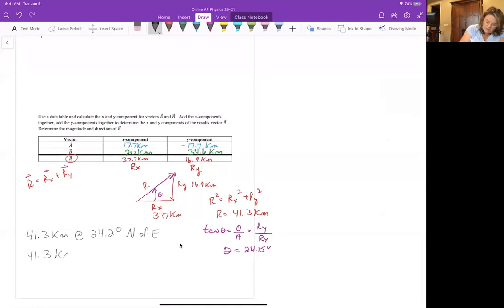41.3 kilometers at 24.2 degrees above the positive x. Let's assume we're using the x-axis. What about the complement of 24.2? Can't do that in my head.